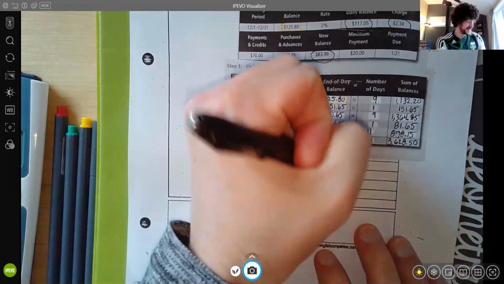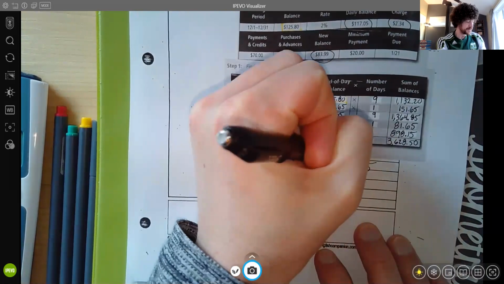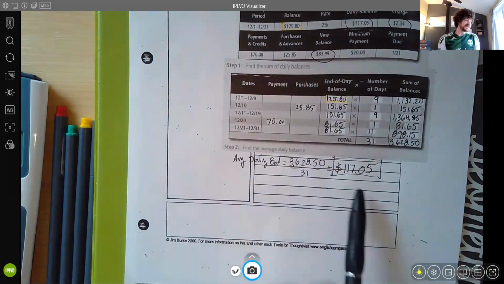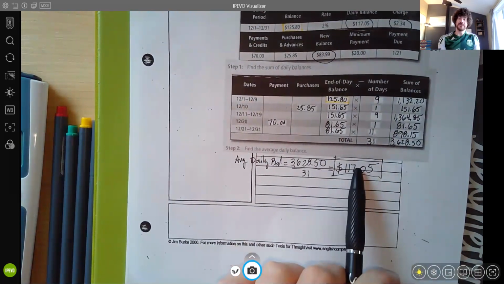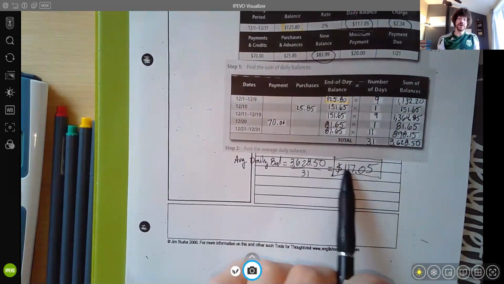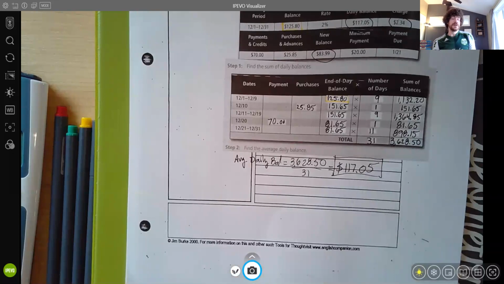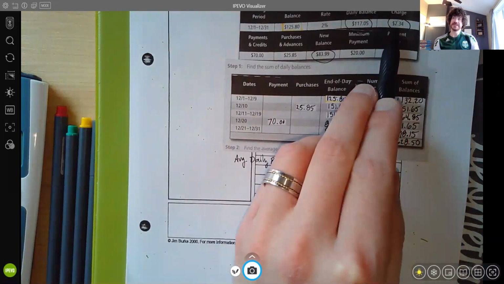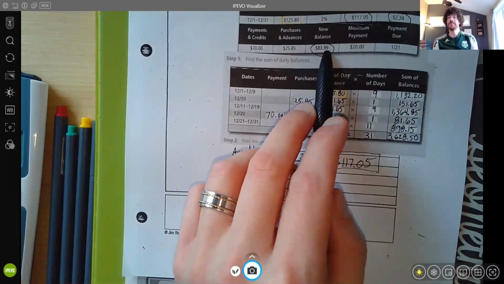So the average daily balance is $117.05. What that means is, on any given day in the month of December, that is the average amount that was owed on the credit card. Now, the two other things we need to figure out are the finance charge, which will end up being $2.34, and the new balance, which will end up being $83.99.